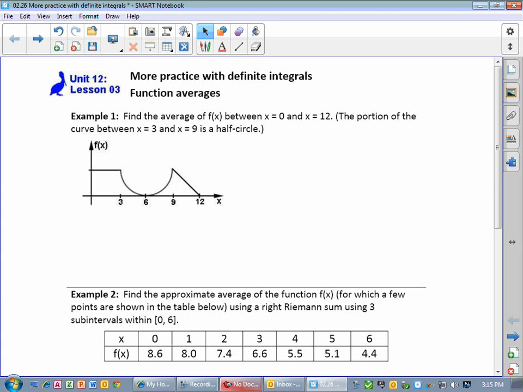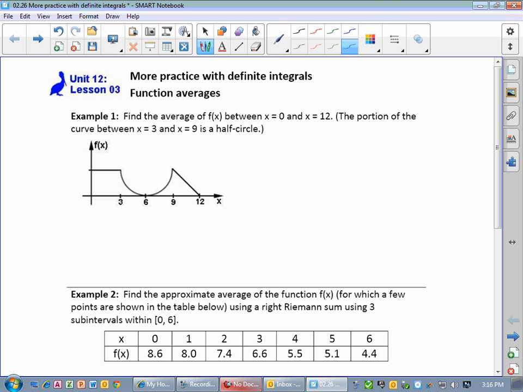Okay? Example 1 says, find the average of f of x between x equals 0 and x equals 12. The portion of the curve between x equals 3 and x equals 9 is a half circle. So we're not given a function, we're just given a graph of a function. So how do we go about finding the integral if we're given the graph? What do we have to do? We find the areas.